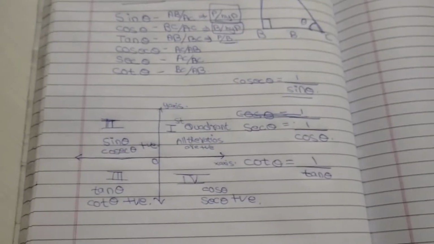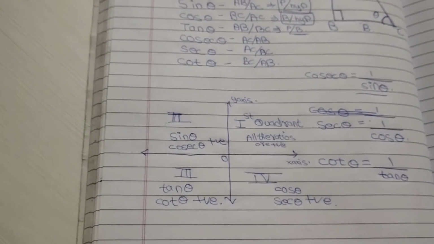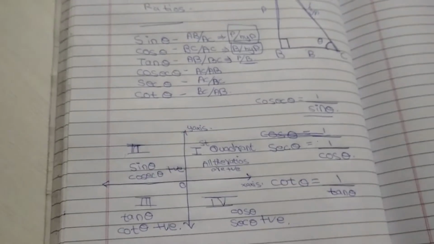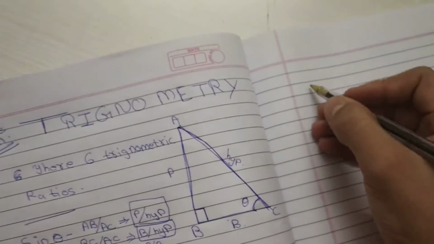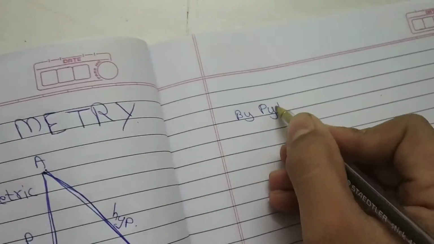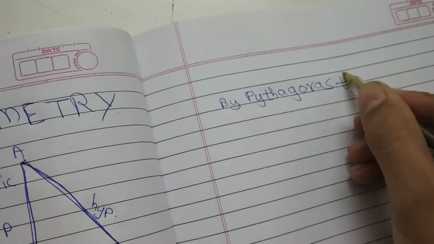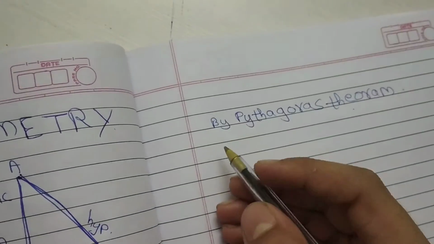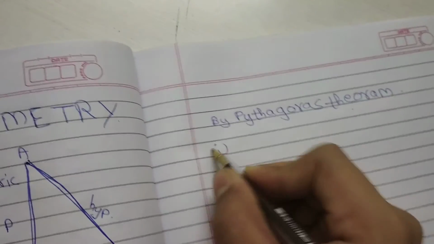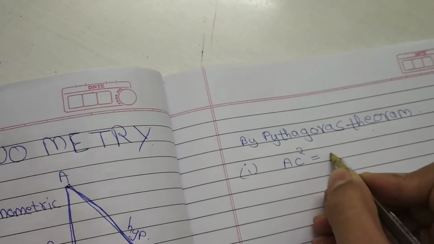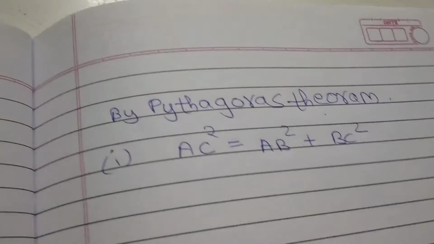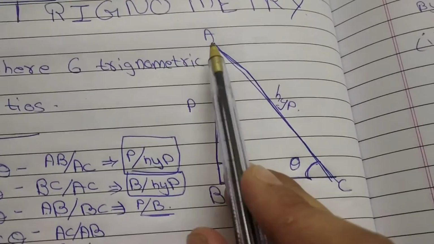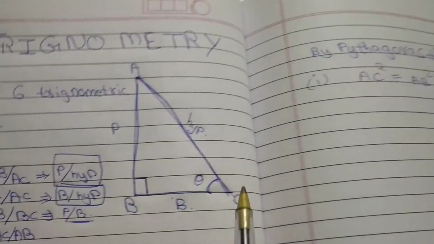So we have done till this, and now we will see some identities, 3 basic identities. So we know that this is a right angle triangle. So by Pythagoras theorem, we will have to do 3 cases. So first case, we write that AC square is equal to AB square plus BC square. So hypotenuse square is equal to AB perpendicular square plus BC base square. So we have done this.